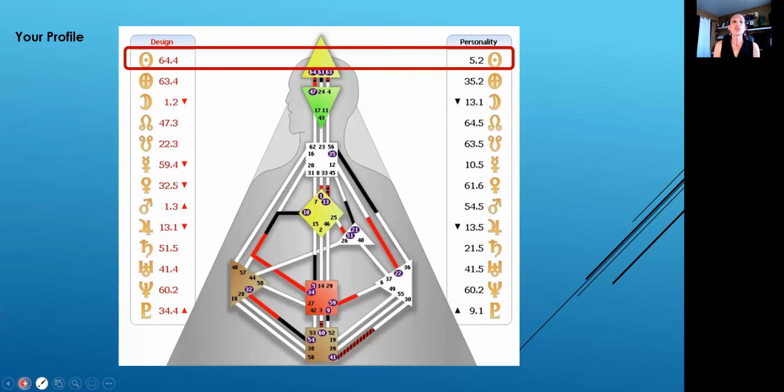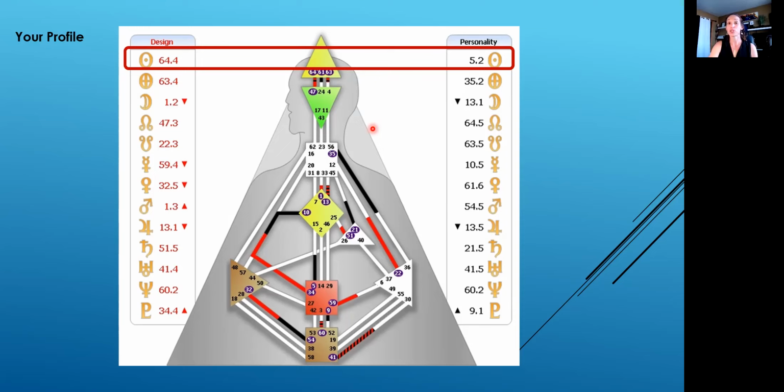So I will just allow you to be with that initial information. At the bottom of your PDF, you are going to find something on your profile. And this is the next thing I would direct you to go and look at. Your profile is created by your sun on your personality side and your design side. And you will see that there is a number, a decimal point, and then another number. It's the number after the decimal point that creates your profile.